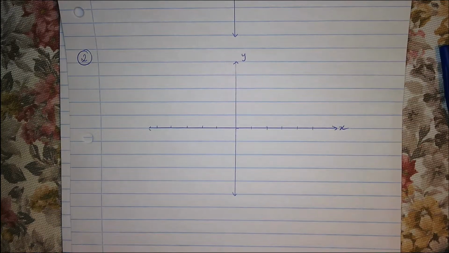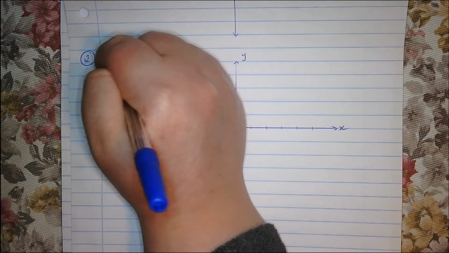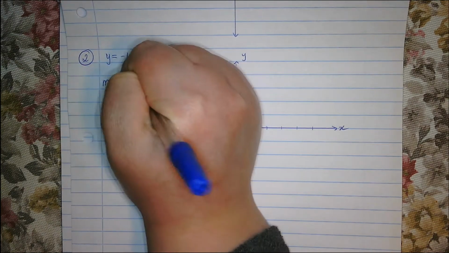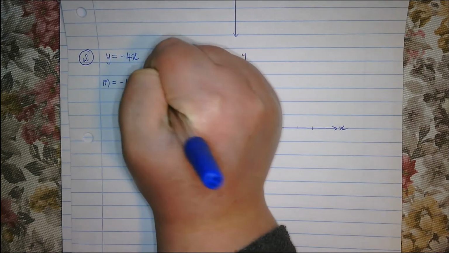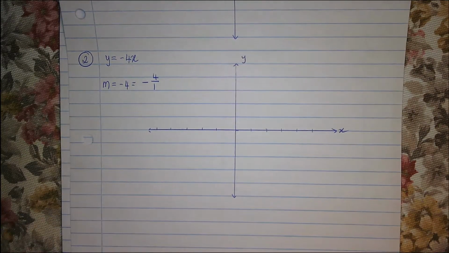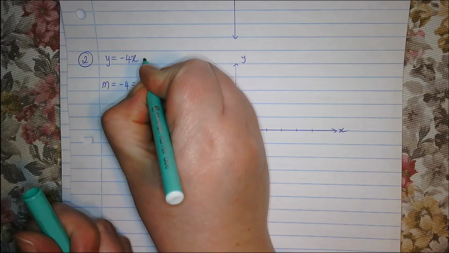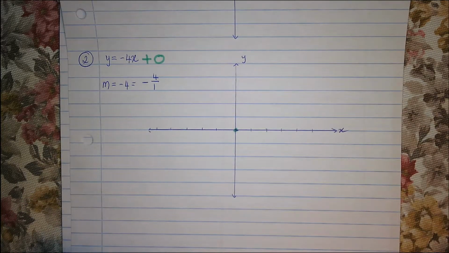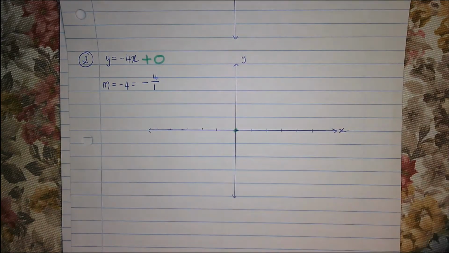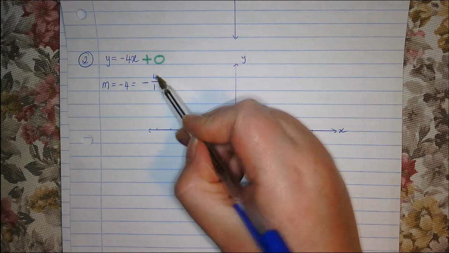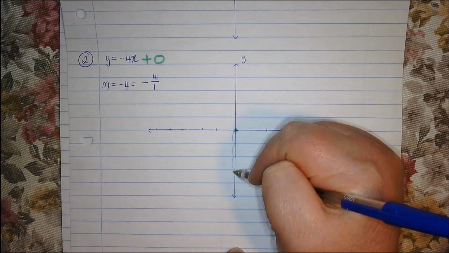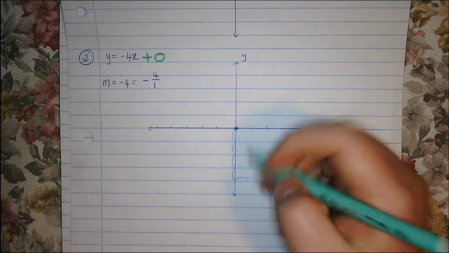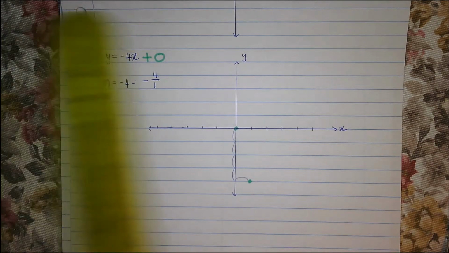Right. For the second one, we have y equals negative 4x. We're going to write the m value, which is equal to negative 4, as a fraction. That's negative 4 over 1. Okay. And let's remind ourselves, the c value in this case is 0. So we're going to start at 0. Then we look at the m value. The m value is negative, so we're going to move down. We're going to move 4 down, 1, 2, 3, 4, and 1 to the right. We're going to make our dot over there and connect the two dots.